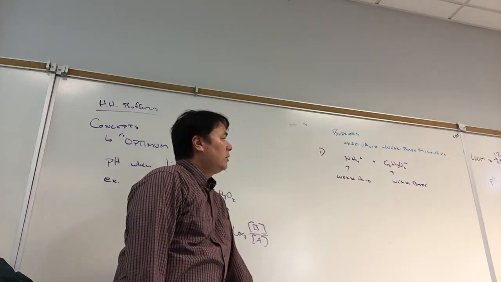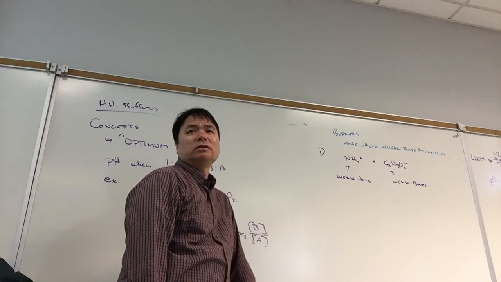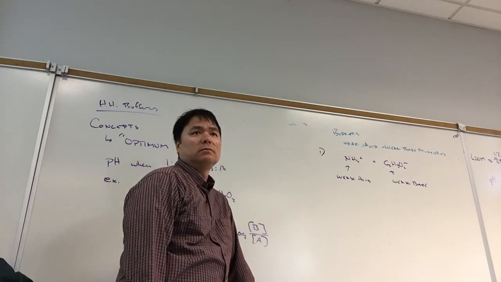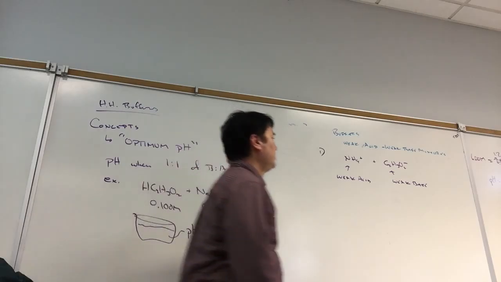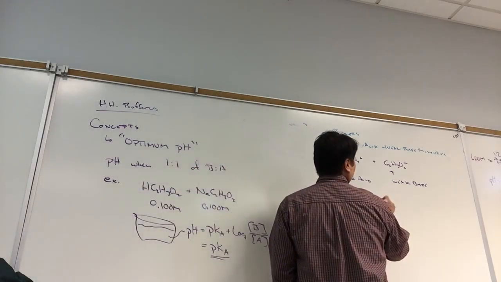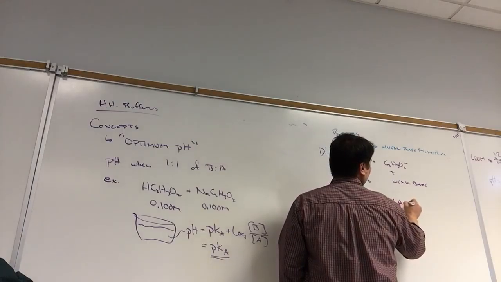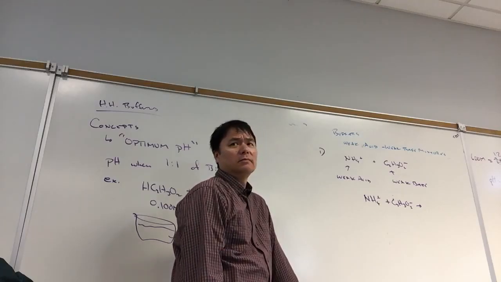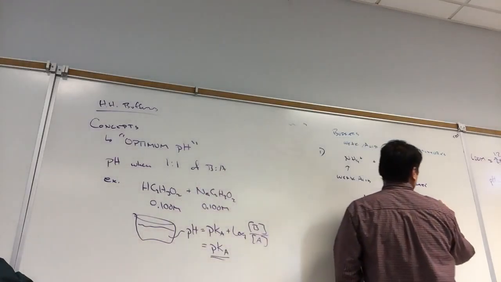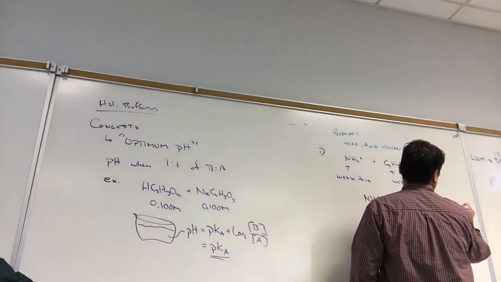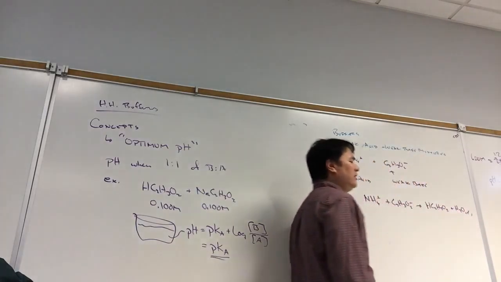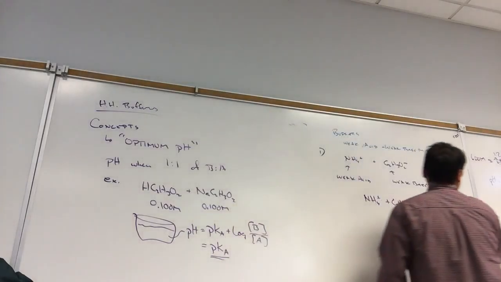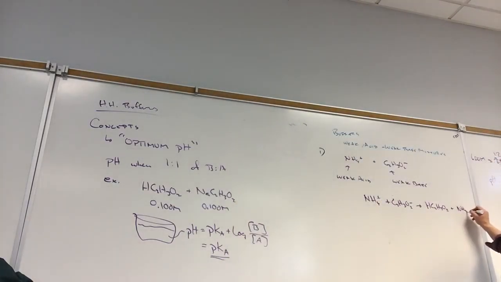So if we had weak acid, weak base, what should it do? Maybe it should react, right? So ammonium reacts with acetate to form what? Acetic acid and water. Did we do this? Acetic acid, not acetic acid and water, acetic acid and ammonia. Did we do acetic acid and ammonia earlier as an example? I don't remember.